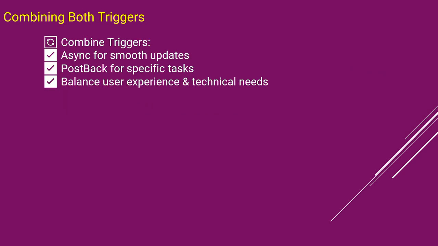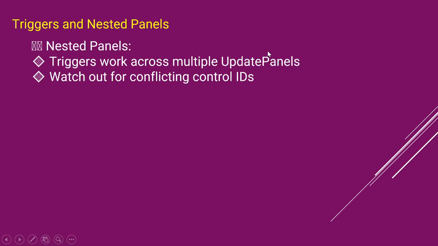You can combine both triggers in your web form. Use async for partial updates and postback when required for specific controls. When working with multiple nested update panels, triggers can still be defined, just make sure control IDs are unique and scoped correctly.